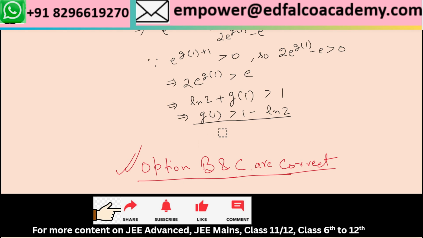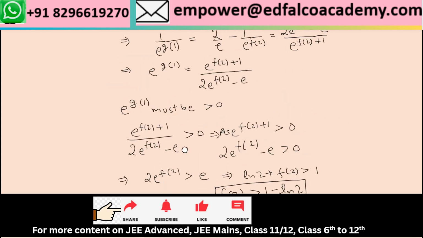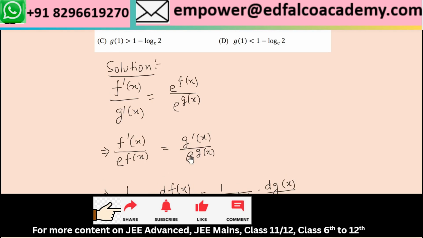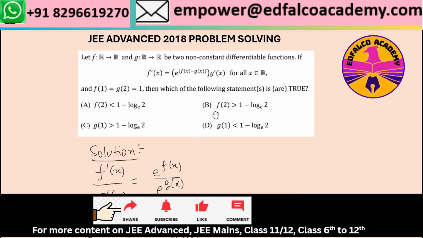So therefore, we are seeing that options B and C are the correct options for us. Option B is telling f of 2 is greater than 1 minus ln of 2, and in the same way option C, which is g of 1 greater than 1 minus ln of 2. So these two are the correct options that we have.